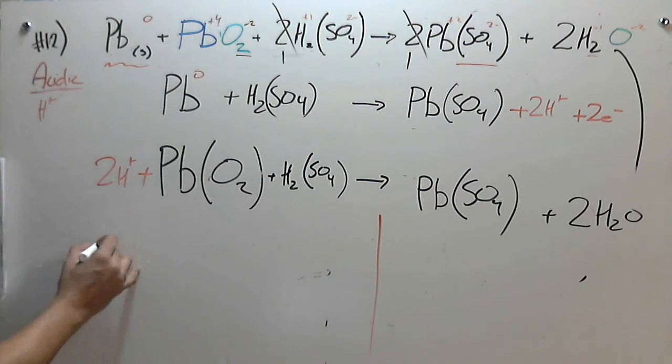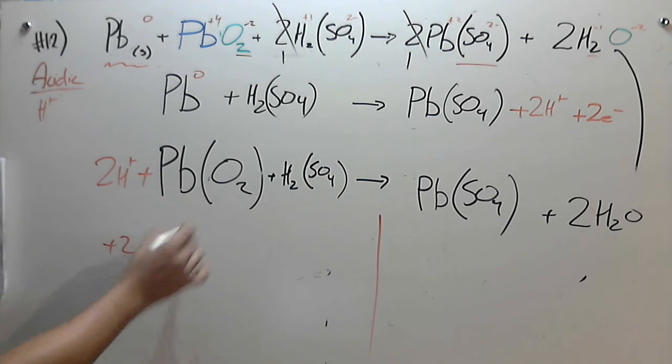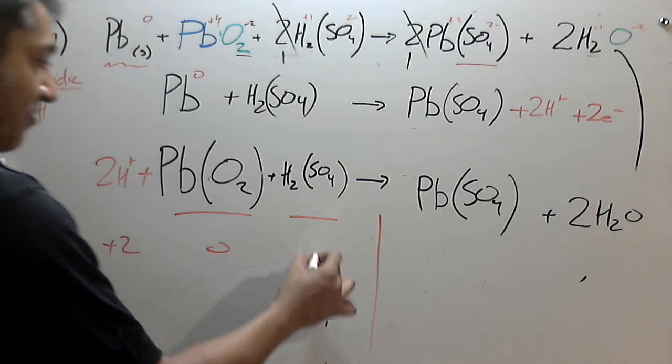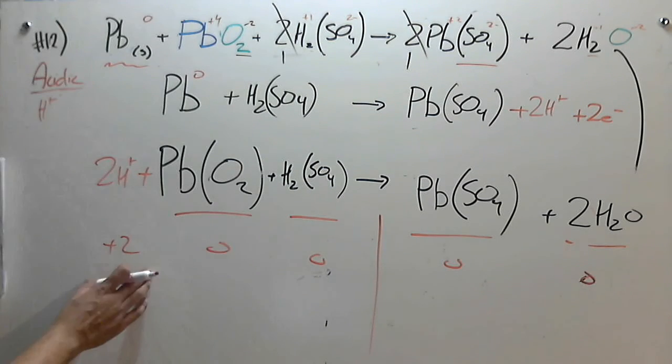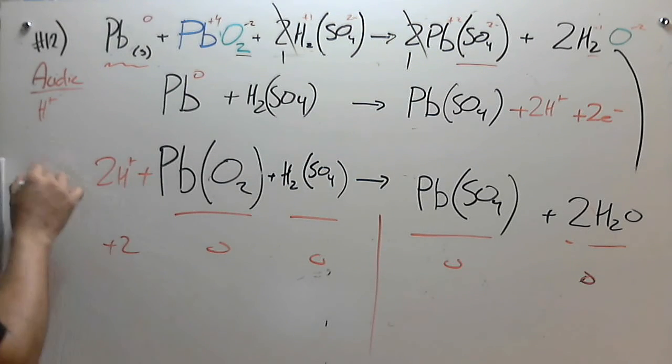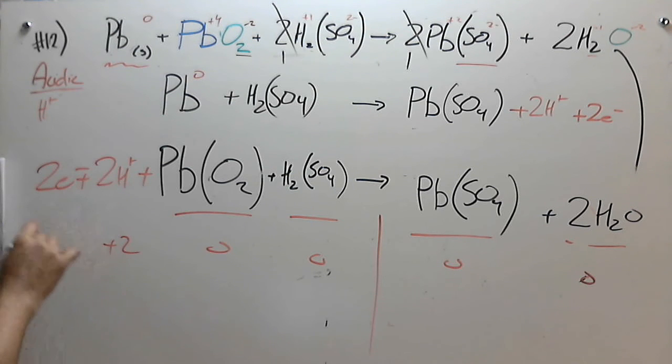So this drops down to plus 2. This is nothing. This is nothing. This is nothing. This is nothing. I have a plus 2. I need to go to nothing. I can add 2 electrons on this side, minus 2. These guys cancel. Do all the work. You won't get lost. You'll feel so confident. Let's do it.